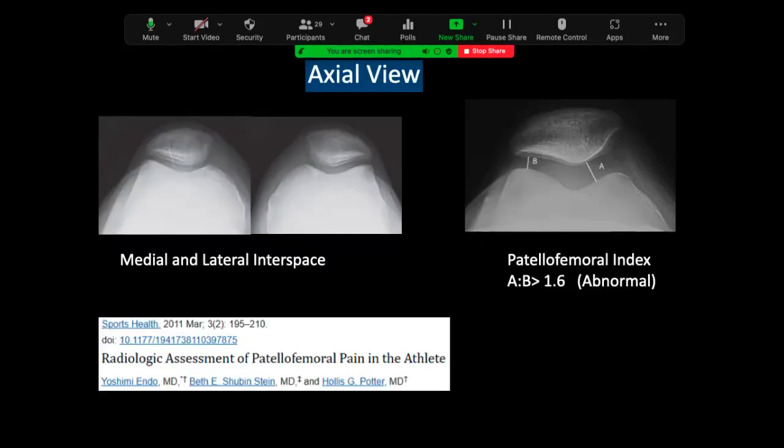And another thing that we can see from the axial views is the medial and lateral interspace. In this X-ray, this is the lateral interspace and this is the medial interspace. Both are almost equal. You can see here, this is the lateral interspace B and this is the medial interspace A. The ratio of the medial interspace to the lateral interspace should not be more than 1.6. This should be almost the same length. If it is more than 1.6, then it is said to be abnormal. That is, we can suspect there is patellar tilting.